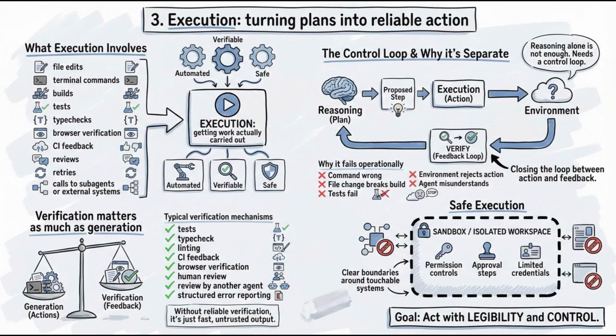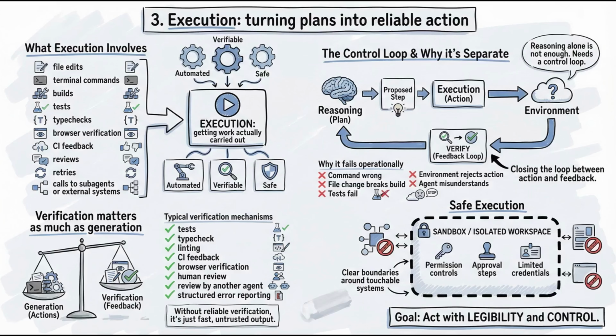The tests might fail, the environment might reject the action, or the agent might simply misunderstand the result of what it just did. This is why orchestration is not just about generating actions. It is really about closing the loop between the action taken and the feedback received. This brings us to one of the strongest common principles across orchestration systems. Verification matters at least as much as generation.